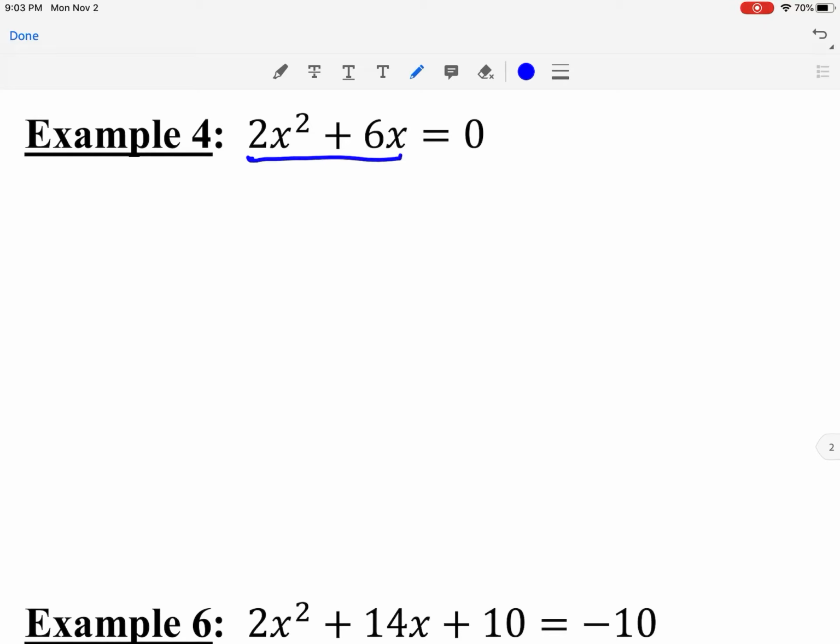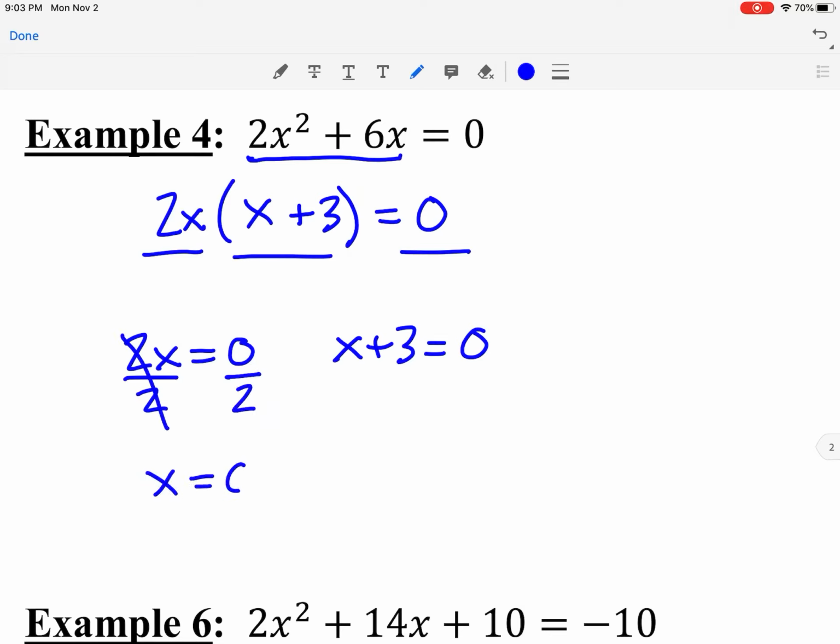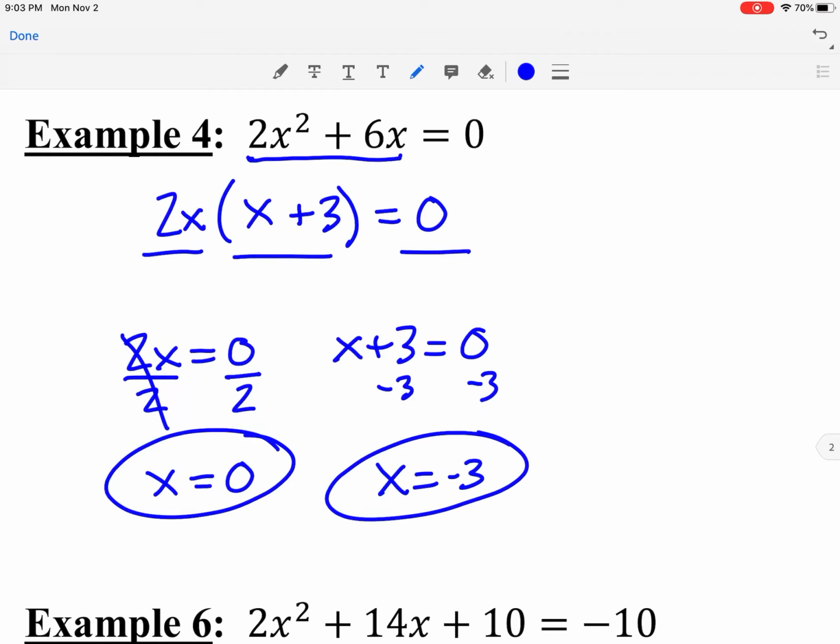So again, this time we have another GCF. This time it has a number and a variable as part of the GCF, so 2x. Dividing by 2x, I have x plus 3 left over. So again, this times this equals 0, so either 2x equals 0 or x plus 3 equals 0. So this one we solve by dividing by 2. 0 divided by 2 still equals 0, so there's half of our answer. And here's the other half when we solve that one.